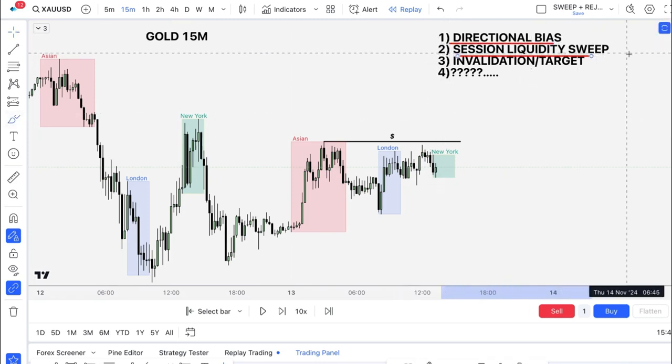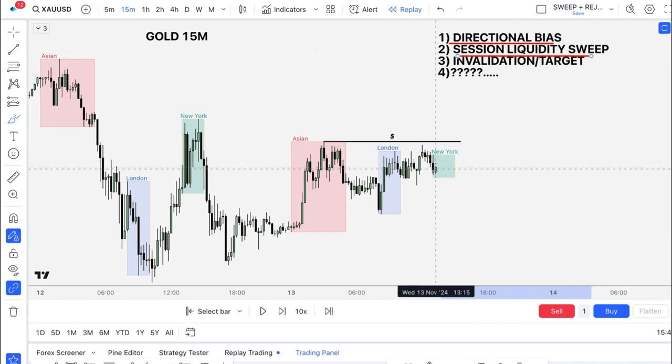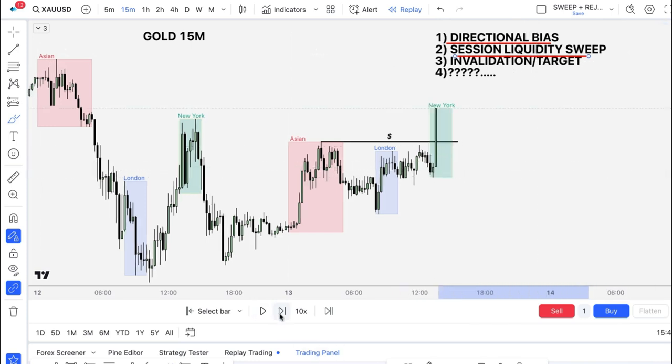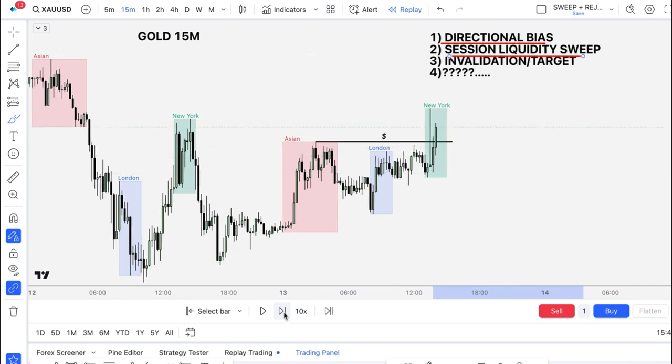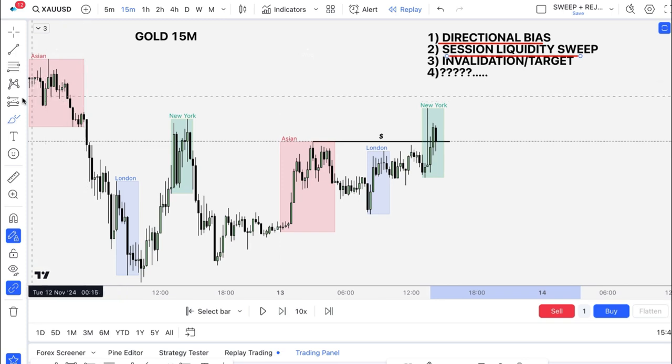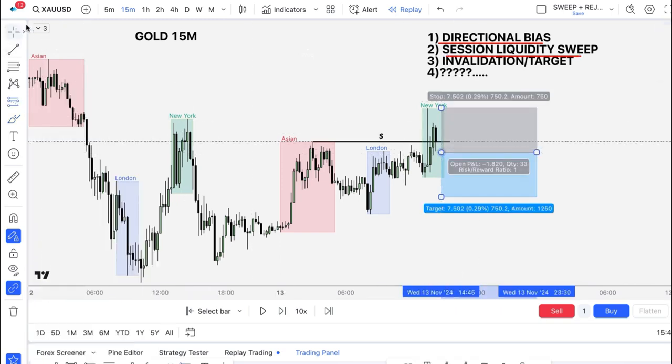Number two, we need to see a session-based liquidity sweep. So we're entering into the New York session right here, and we're looking for a sweep of the Asian session high. You can see that's what we get right there. And then we're simply looking for an injection of bearish pressure. So we're looking for a bearish confirmation, which is what we get right here. So we can enter on the break of that candle low.